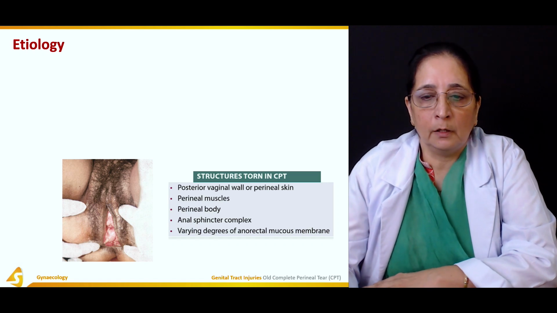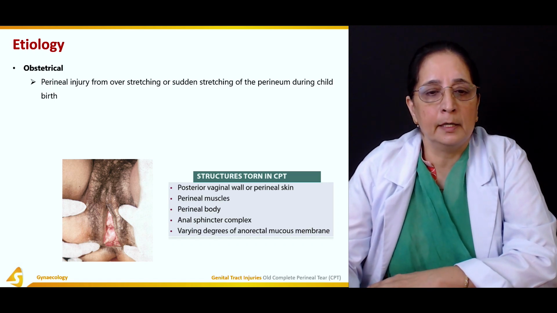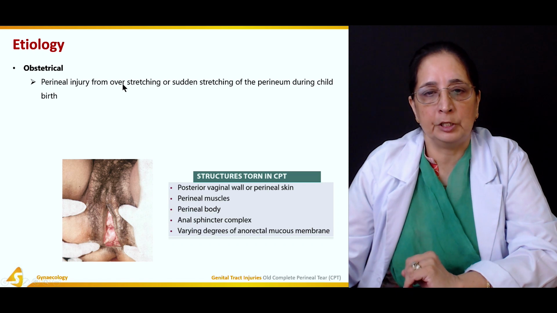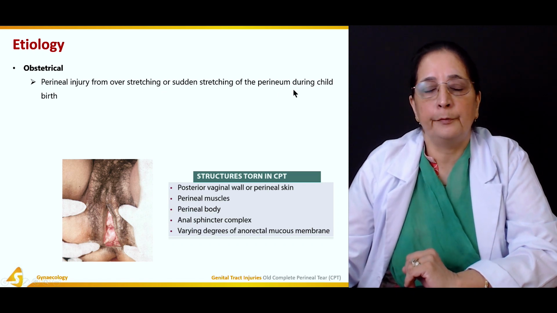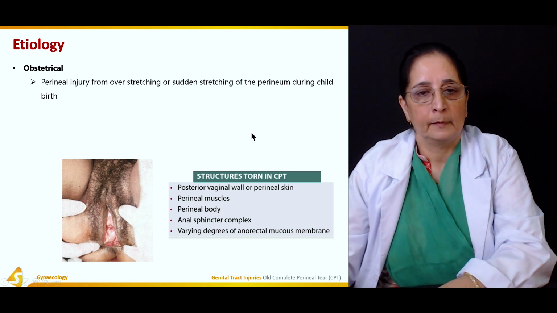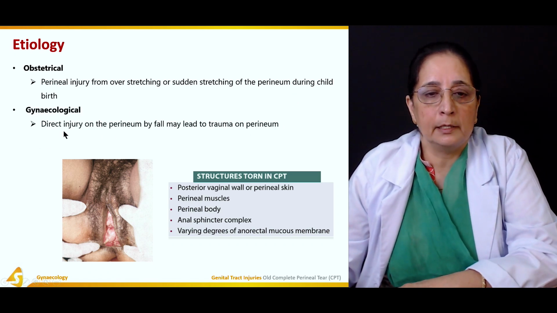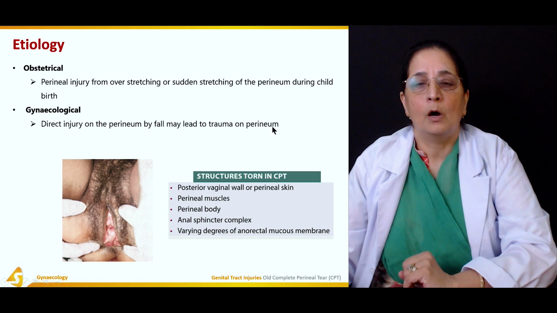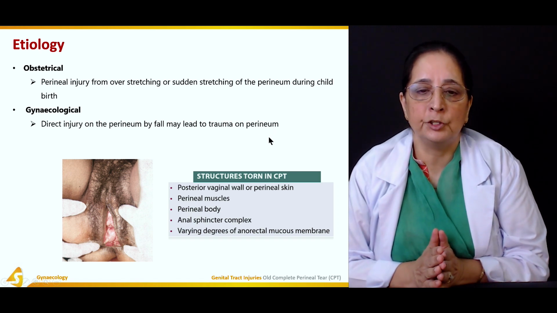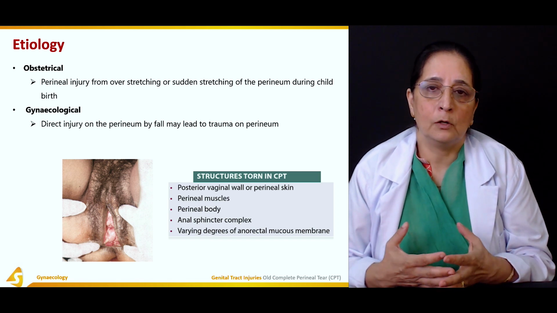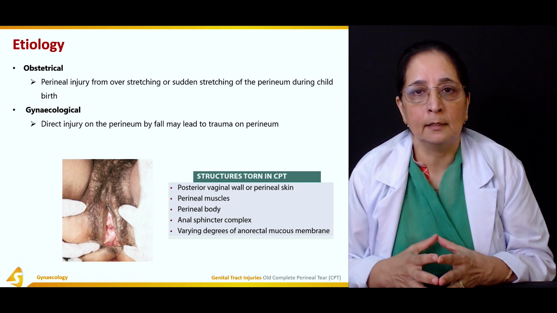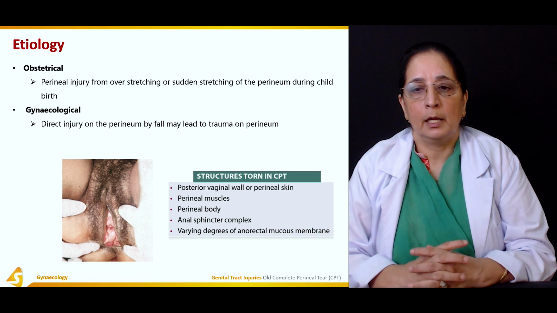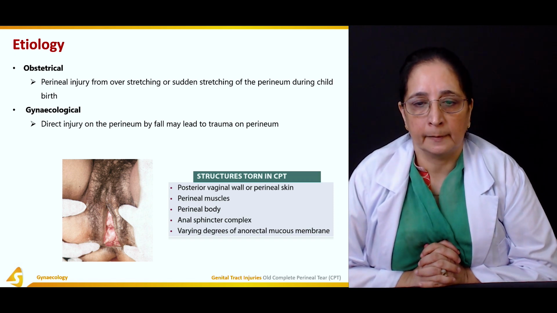The etiology of perineal tear is obstetric. Causes are perineal injury from overstretching or sudden stretching of the perineum during childbirth. And gynecological causes are direct injury on the perineum by fall may lead to trauma on perineum. So if there is direct injury as a result of fall, it can lead to perineal tear. And then also if there is sudden overstretching of the perineum during childbirth.